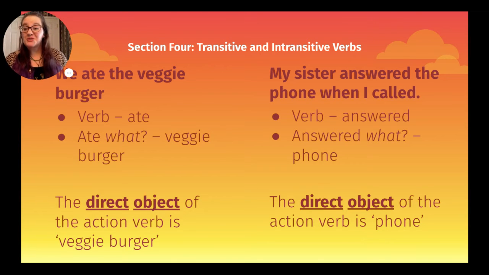My sister answered the phone when I called. Our verb is answered. My sister is the subject. She is performing that action. And then we ask ourselves, well, my sister answered what? She answered the phone. Phone is receiving that action that my sister is performing. So the direct object of that verb is phone.